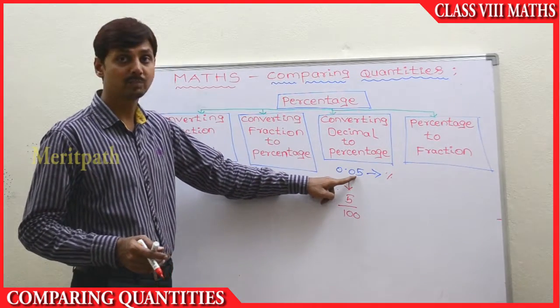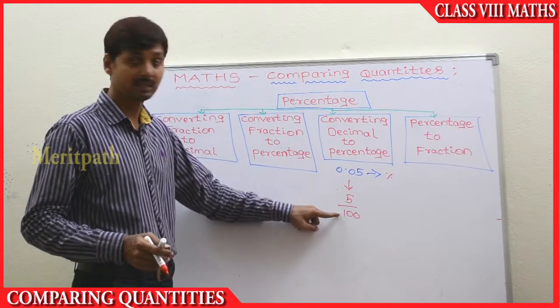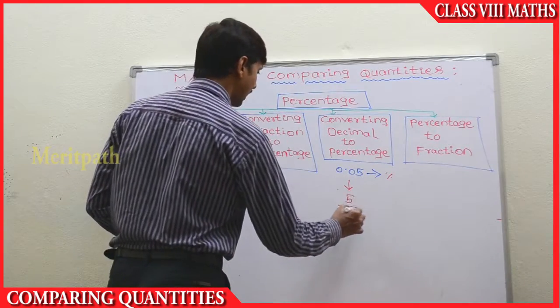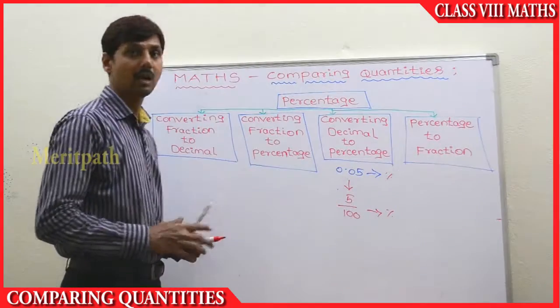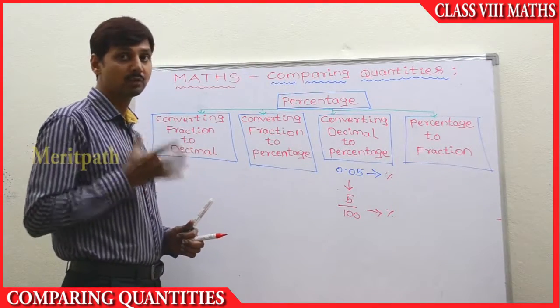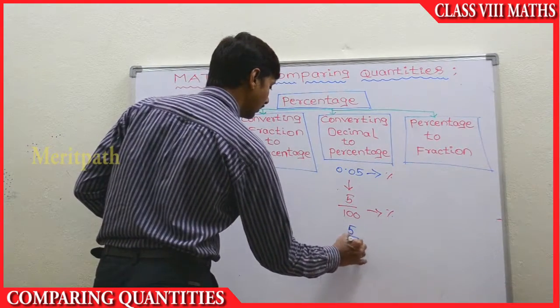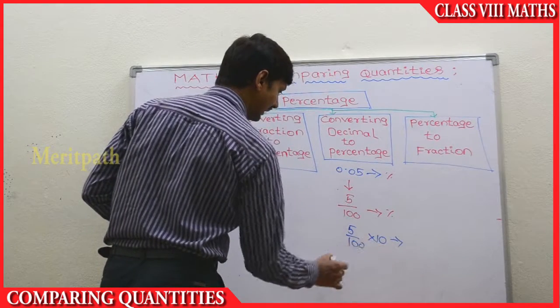With a decimal point and 2 decimal places, it becomes divided by 100. Now we need to change it to a percentage. As we know how to convert a fraction to a percentage, let's write 5 by 100 into 100 to change it to a percentage. Now it becomes a percentage directly.